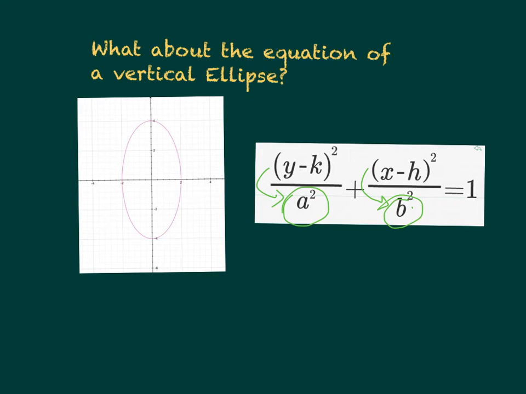So for example, in this case, this part over here is going to be b because it is half of the minor axis, and this part over here is going to be a. And the foci in this vertical ellipse are going to be on the major axis. So this is going to be the first focus, and this is going to be the second focus.